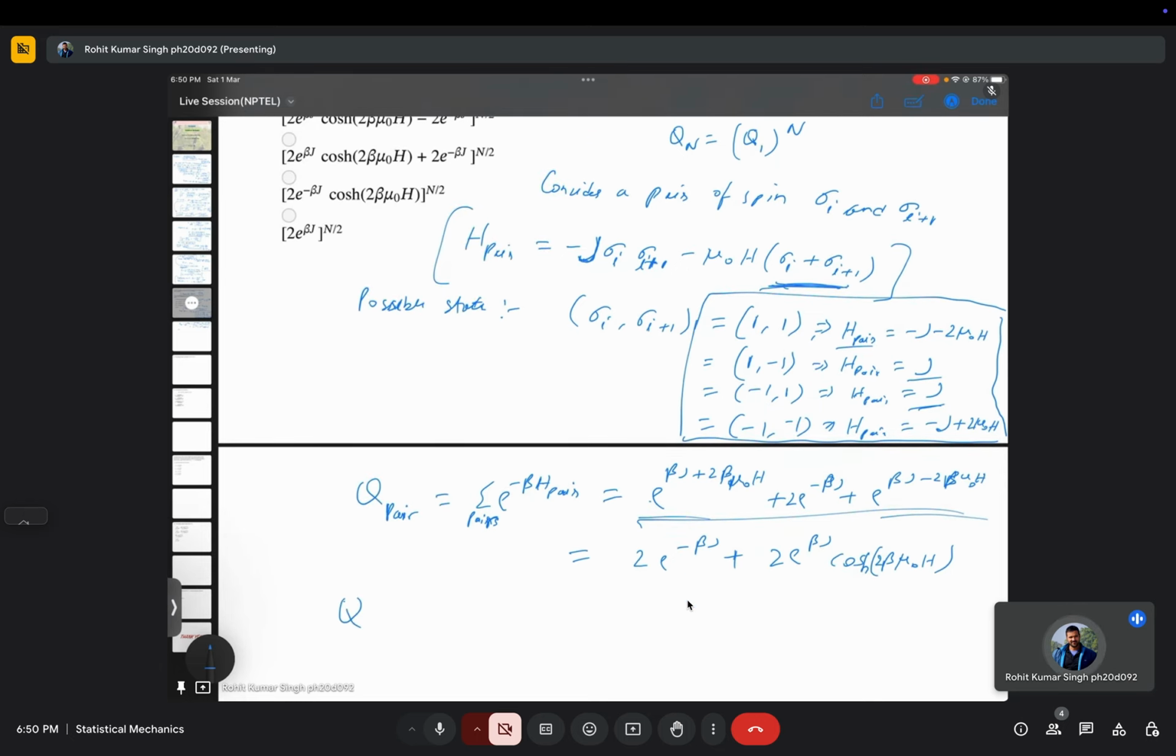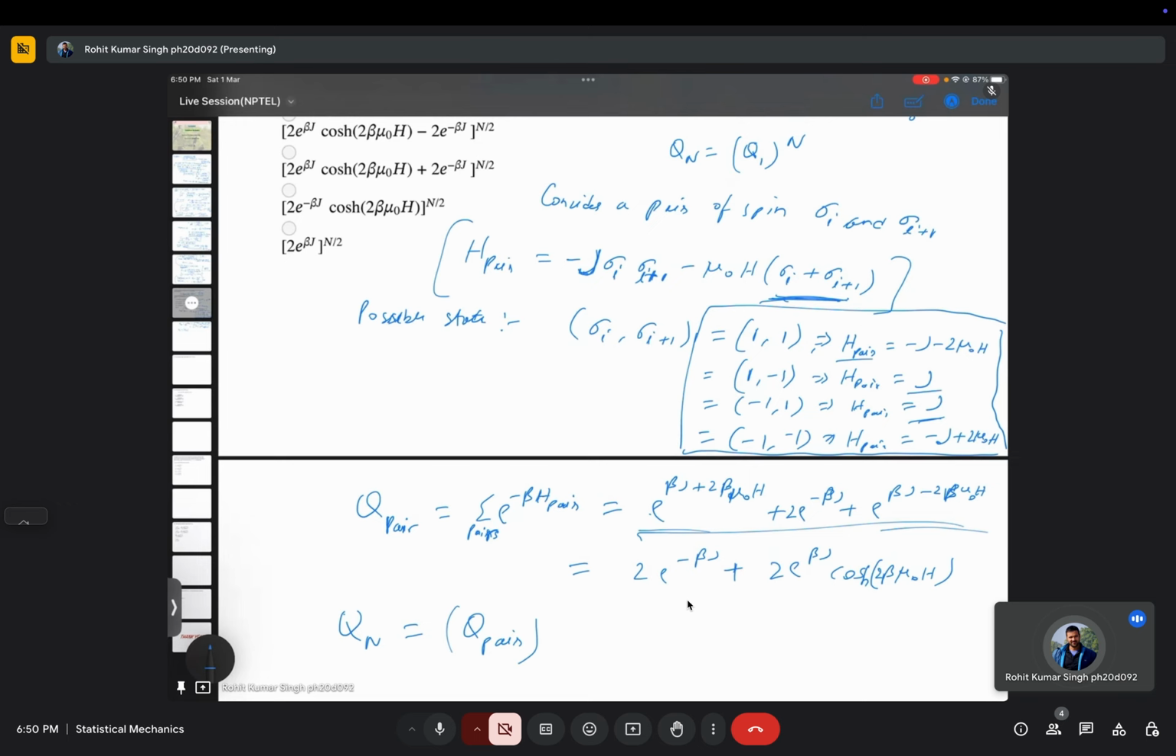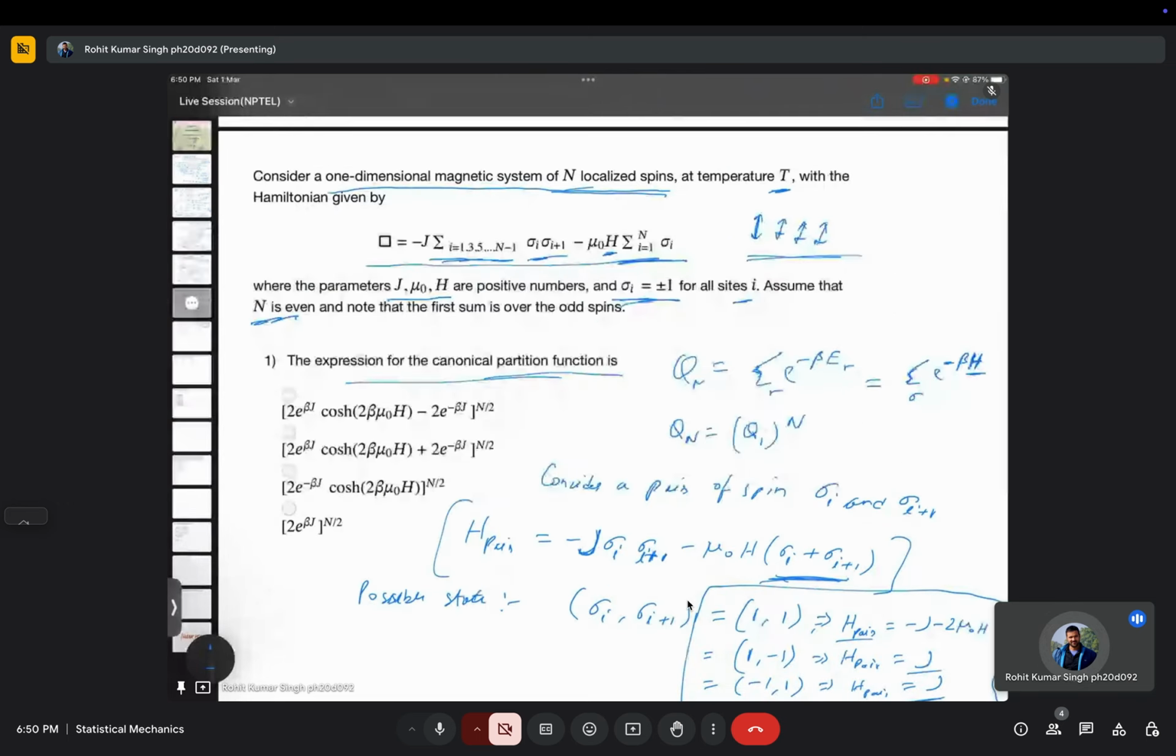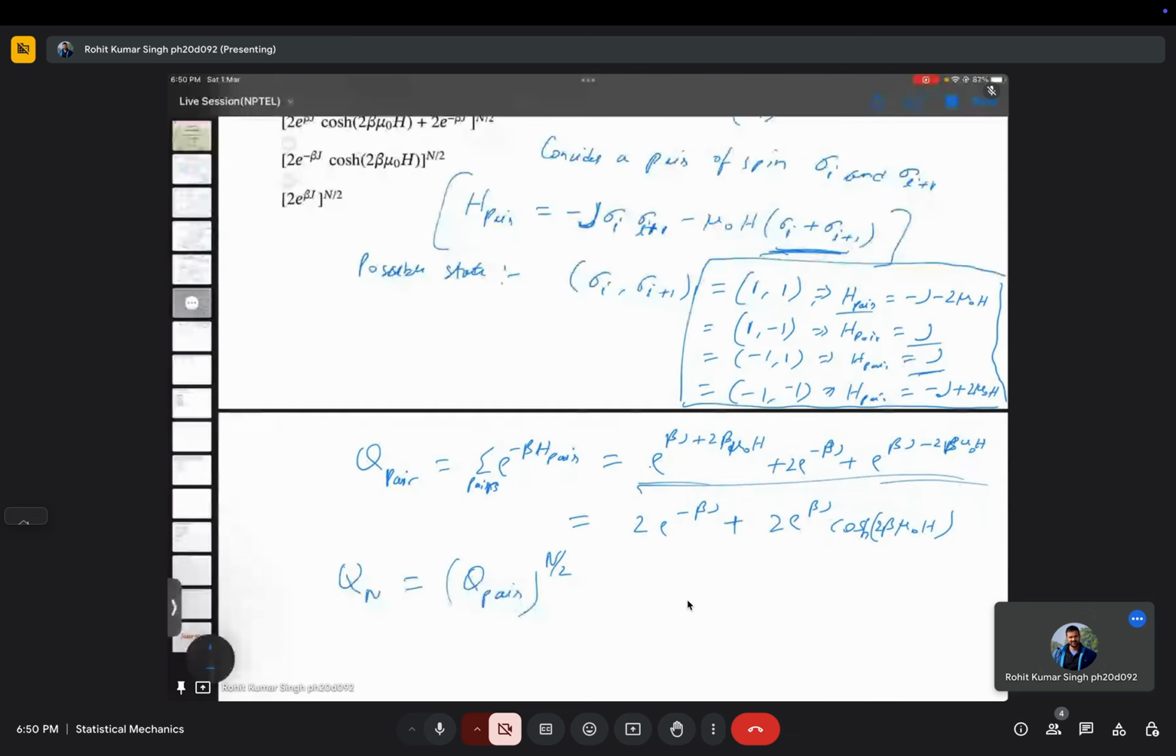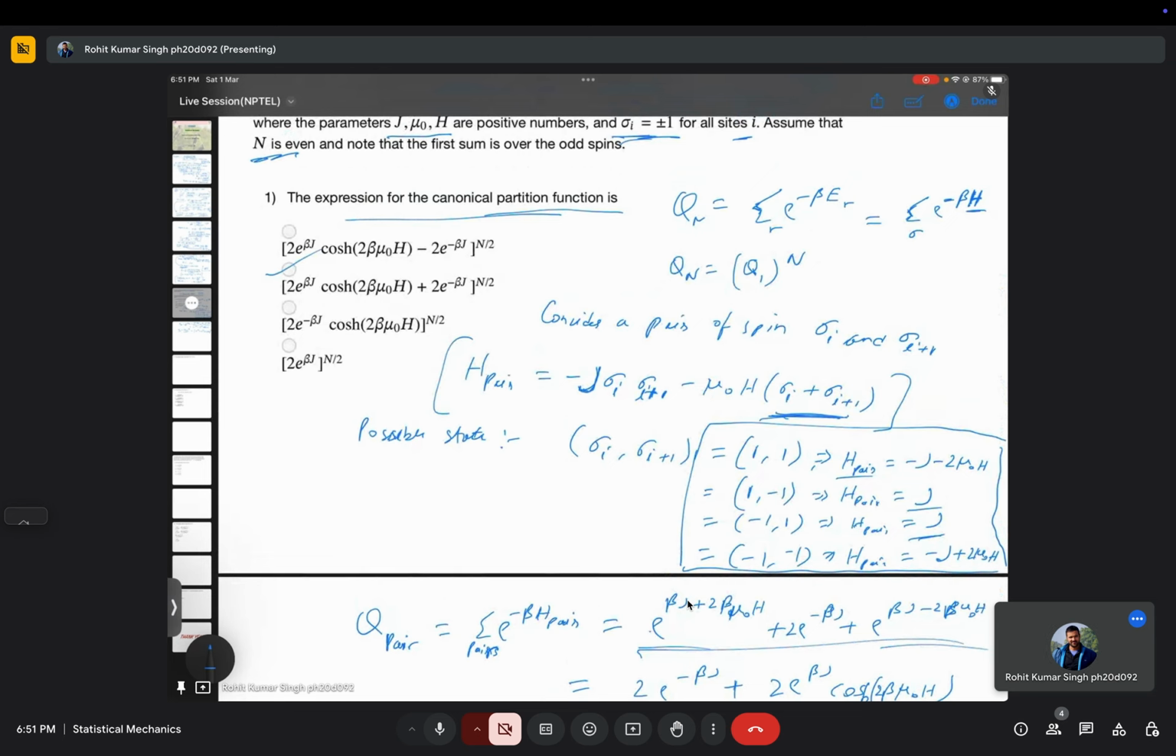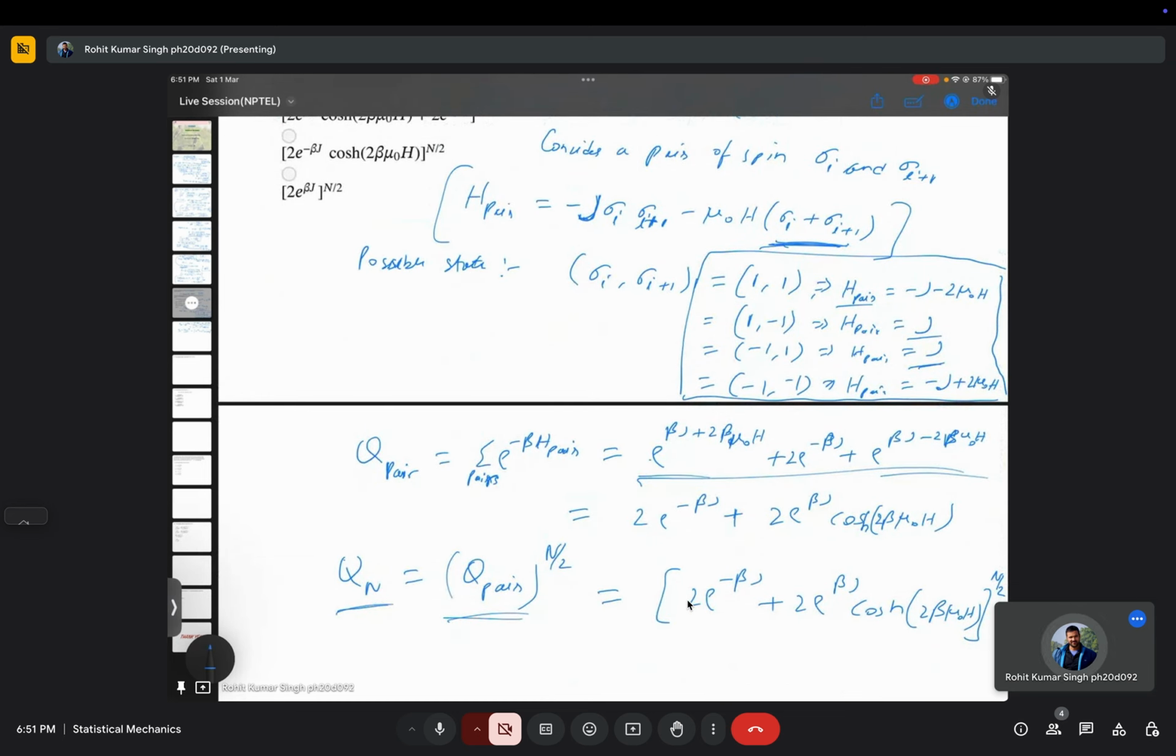And so your total partition function will be Q pair times, so how many pairs are there? Since there are N spins, there will be N by 2 pairs, right? So your total partition function will be Q pair to the power N by 2. Oh, so yeah, that is fine. And so this is your total partition function, which is this option. Let me know if you didn't understand any step. Is it fine?